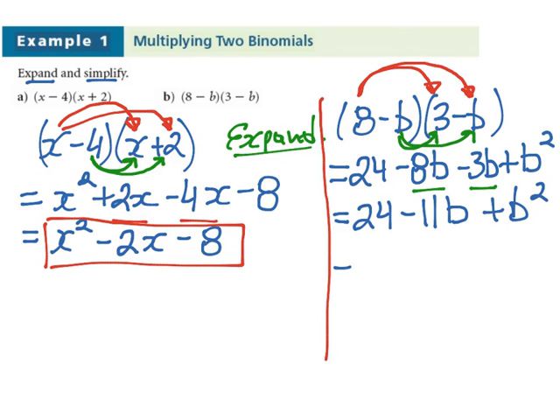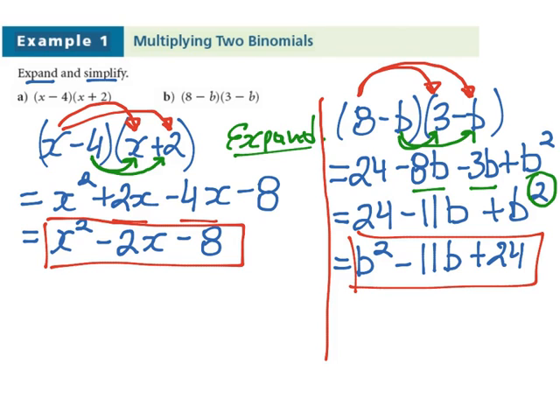Usually we write the solution in what's called descending order. That means we usually put the biggest power of variables first. And we're going to start doing that. And then we'll put the other term, which is the b term, negative 11b, and then plus 24. This is called the descending order of powers. And this is your answer.